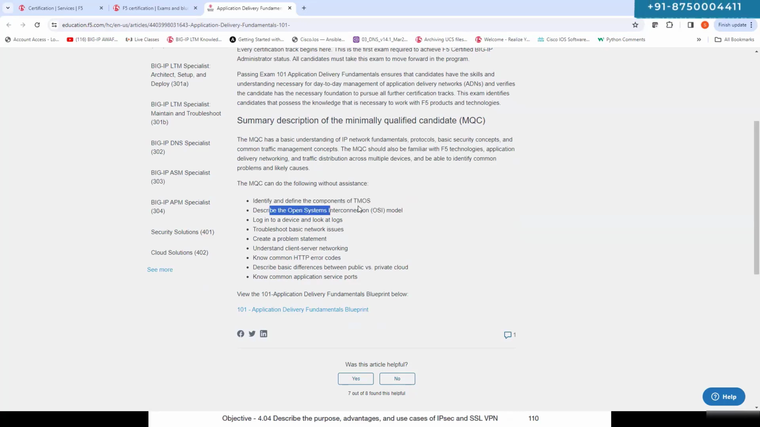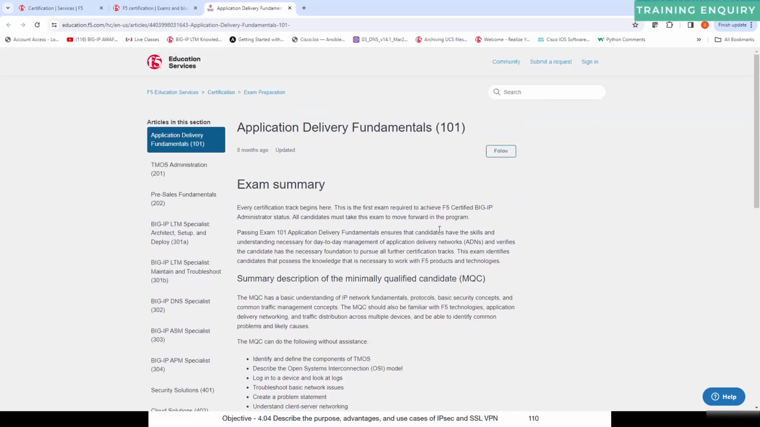Then you must know about the OSI model, device logging, troubleshooting basic network connectivity issues, creating a problem statement, and understanding client server networking, because that's what TCP works based on. TCP works based upon this client server understanding. Then HTTP error codes, we need to know their meanings as well. Then the basic difference between public and private cloud, and then the application service ports, obviously for HTTP, HTTPS, FTP, TFTP, SFTP, and all those kinds of applications. DNS, DSCP, and so this is about the exam summary.